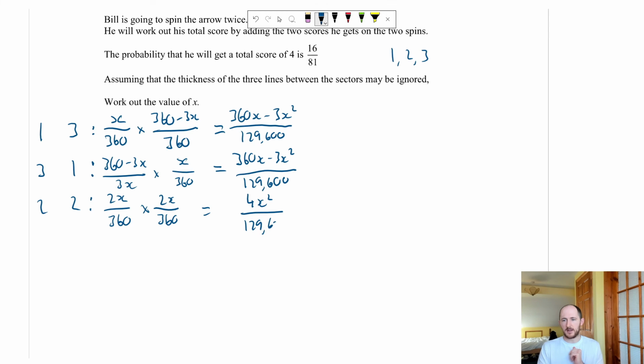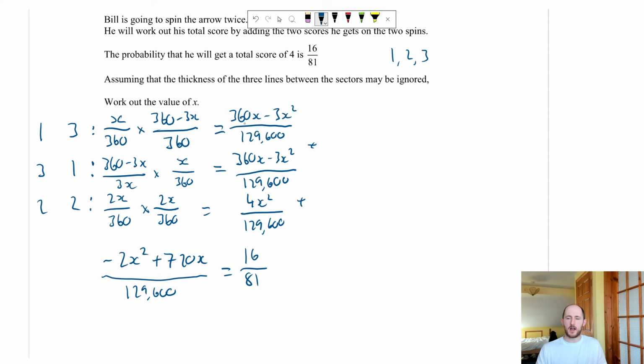So let's now add up all of these 3 things. If we're adding them, the good news is that they all have the same denominator, so I'm actually just adding the numerators. 4x squared minus 3x squared is x squared, minus another 3x squared is minus 2x squared. Then we have 360 plus 360, so 720x. So it's over 129,600, and that should equal 16 over 81.